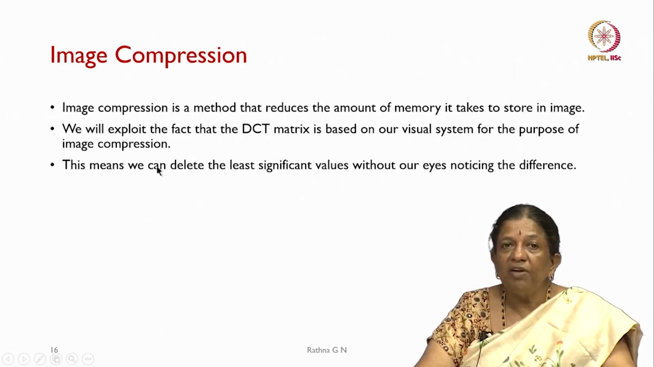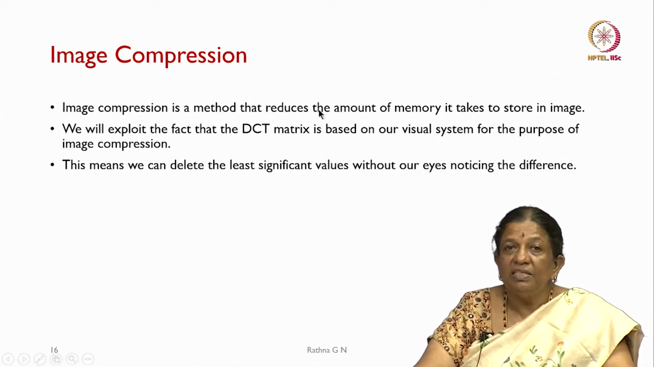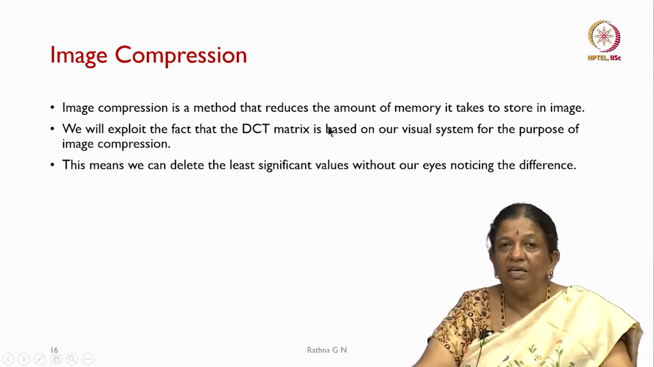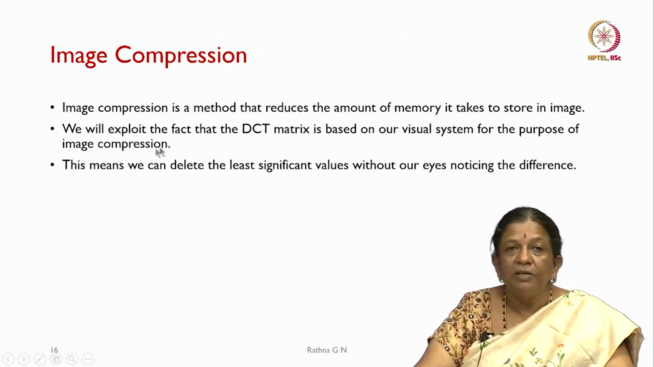Now we will see why we need compression. We discussed it in the last class also. There are different ways of doing compression. It is a method that reduces the amount of memory it takes to store an image. We discussed in the last class, with 3 millisecond data, how much video we have to store and how we can reduce it. The DCT matrix is based on our visual system for the purpose of image compression, and this means we can delete the least significant values without our eyes noticing the difference.